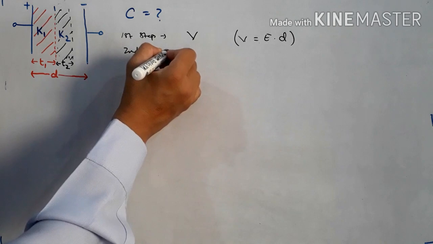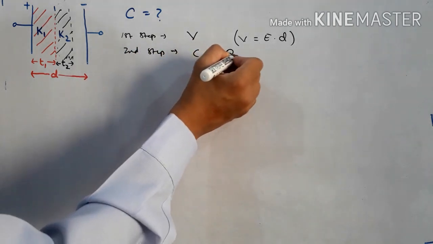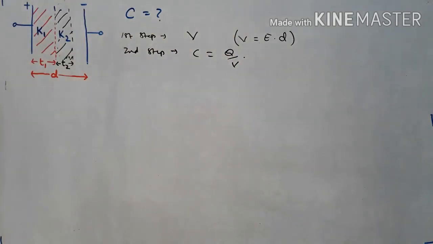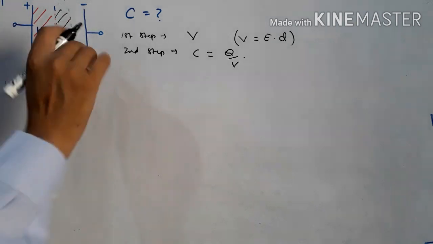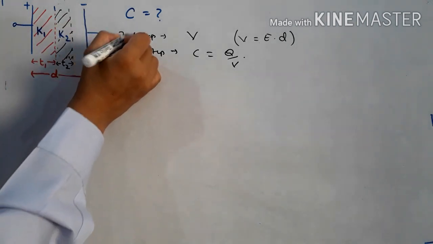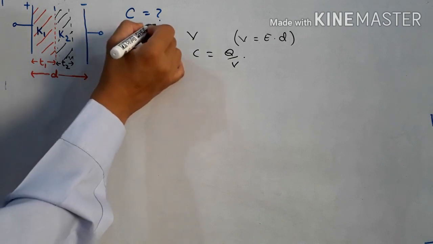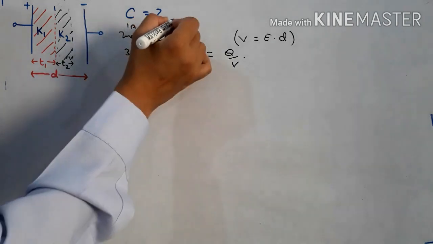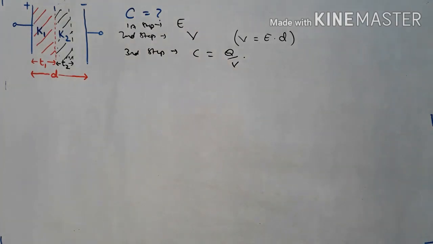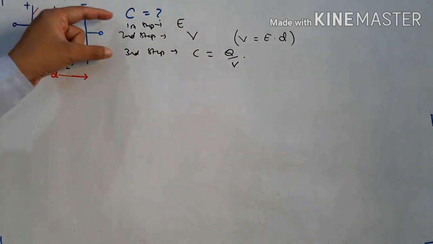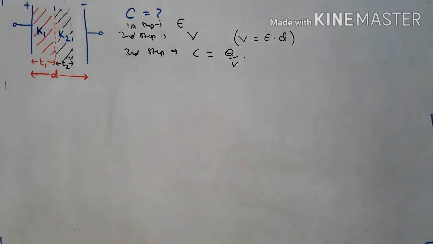Second step, C is equal to Q upon V. Actually, this would be the second step. This is the third step, and the first step is to find E in different regions. These three steps, if you keep in your mind, you can solve for such questions. Let's see one by one.